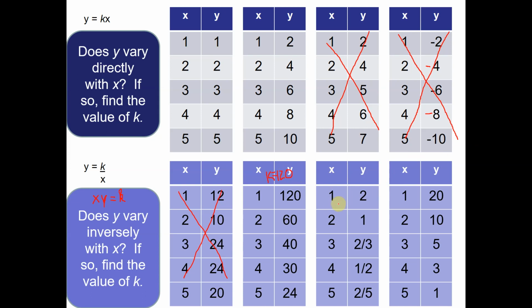How about this one? 1 times 2, 2. 2 times 1, 2. 3 times 2/3, 2. 4 times a half, 2. 5 times 2/5, 2. You seem to be saying 2 a lot, right? That means it's a yes, and k is 2, right? Because that's what they multiply to be equal to. K equals 2. Okay, how about the last one?